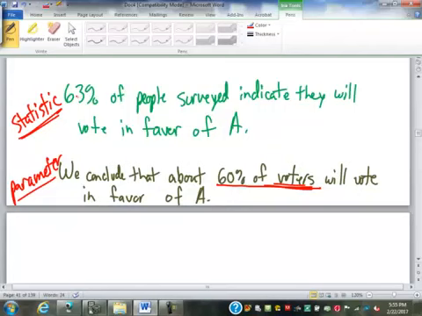And it says right in there, 63% of people surveyed indicate they're going to vote for it. Generally, a statistic is more exact because we're just making that exact statement about our sample. The parameter is usually a little bit more generalized, about 60% or at least 60%, sometimes it'd be stated, because we're taking the information from that survey and we're now generalizing it, applying it to the whole population. There are a lot of potential pitfalls in using samples to gather information.